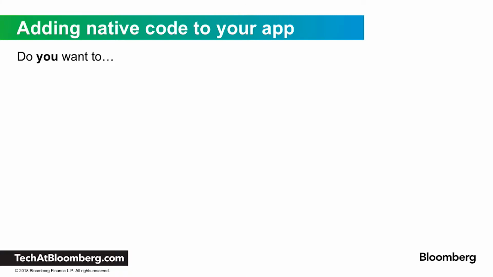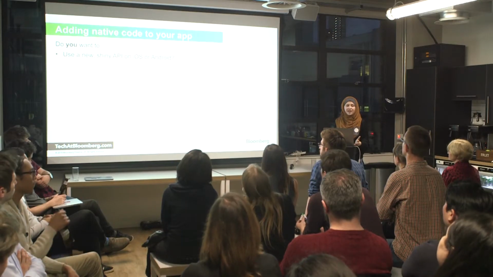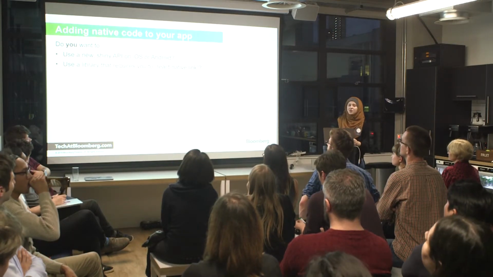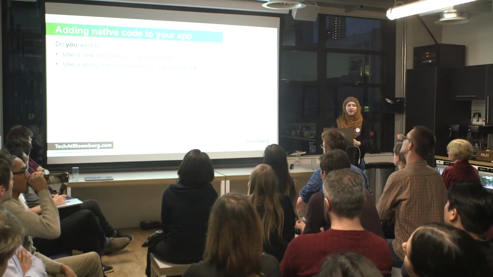But in all seriousness, if you do want to use things like the latest and greatest APIs, do you want to use a shiny new API on iOS or Android? WWDC is coming up, Google I/O is coming up, they might unveil something really cool and you want to use it, but unfortunately it's not part of React Native yet, then this is something you can do to try and get access to that. Do you want to use a library that requires you to React Native link?